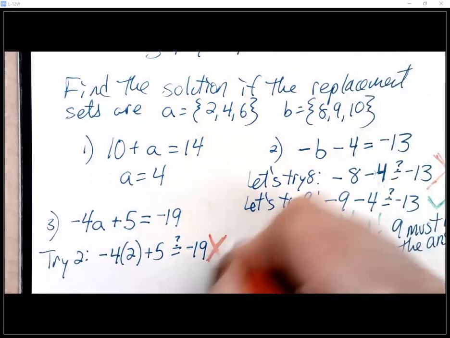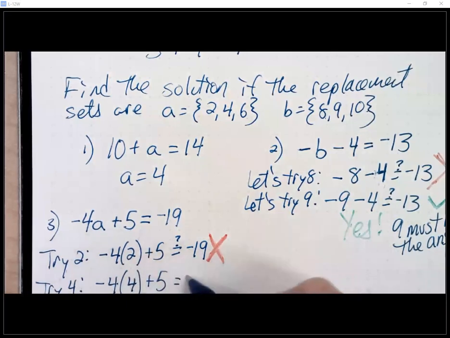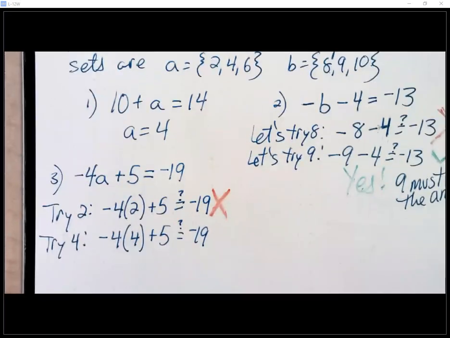All right, let's try 4. -4 times 4 plus 5. You say no or yes? 4 times 4 is 16, but it's negative, right? So you got -16 plus 5. What's -16 plus 5? Is it -19? Nope. So it can't be 4.